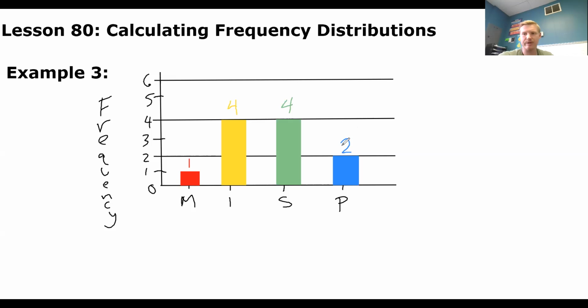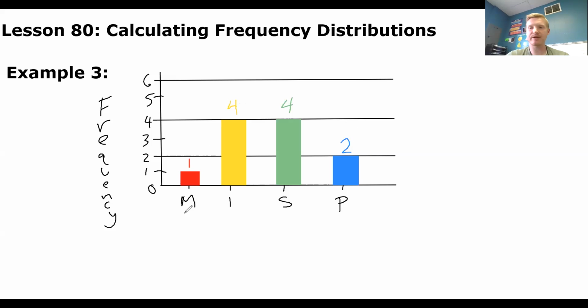And double check that we did count them all. So I have 2 P's plus 4 S's, that's 6, plus 4 I's, that's 10, and then 1 M, that's 11. So how many cards are there supposed to be? It says in the problem, suppose that 11 cards each contain 1 letter from the word. So that means we have our total of 11. So we got our graph correct. Now, that was letter A, we need to find the theoretical probability of each outcome.